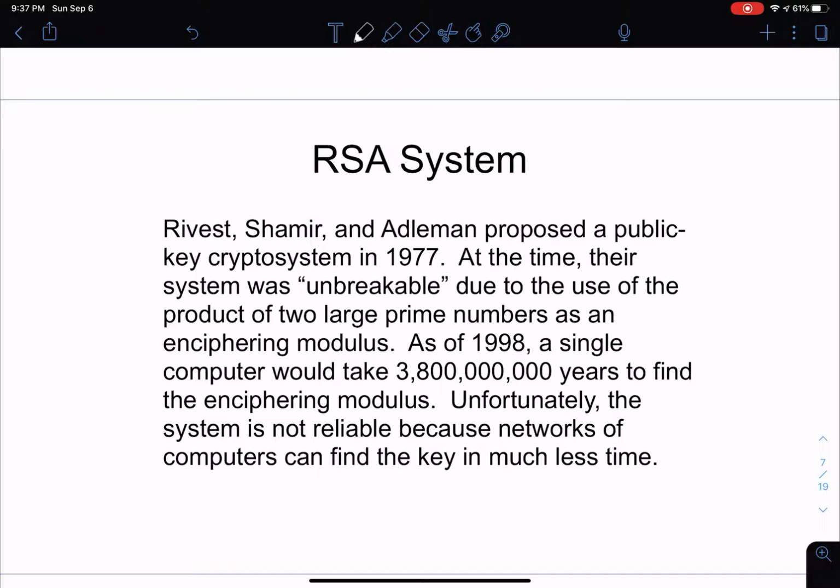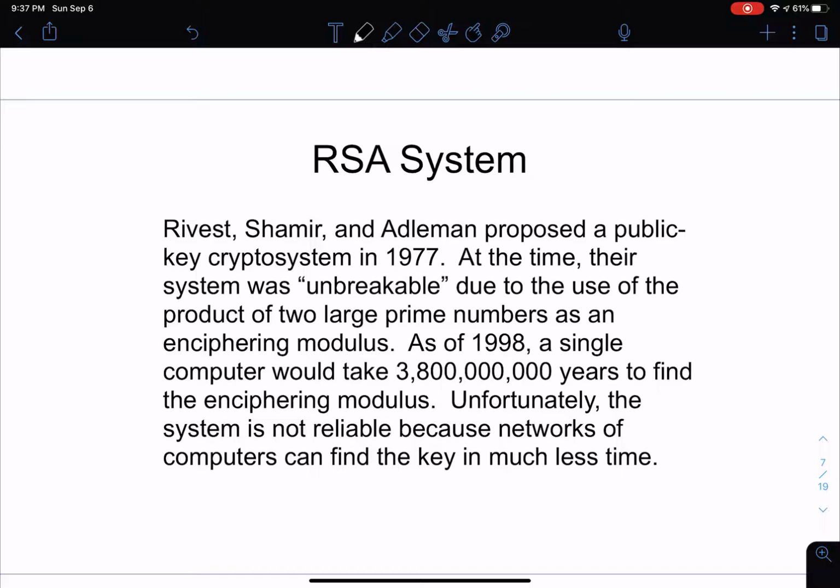At the time, their system was unbreakable due to the use of the product of two large prime numbers as an enciphering modulus. I briefly mentioned this in a previous video: when you're doing prime factorization, if you have a really large number, it can be hard to break it down to its prime factors. But if your really large number only has two prime number factors, it can be super hard to break it down. That's the point they used to help them create this system. It was unbreakable at the time.